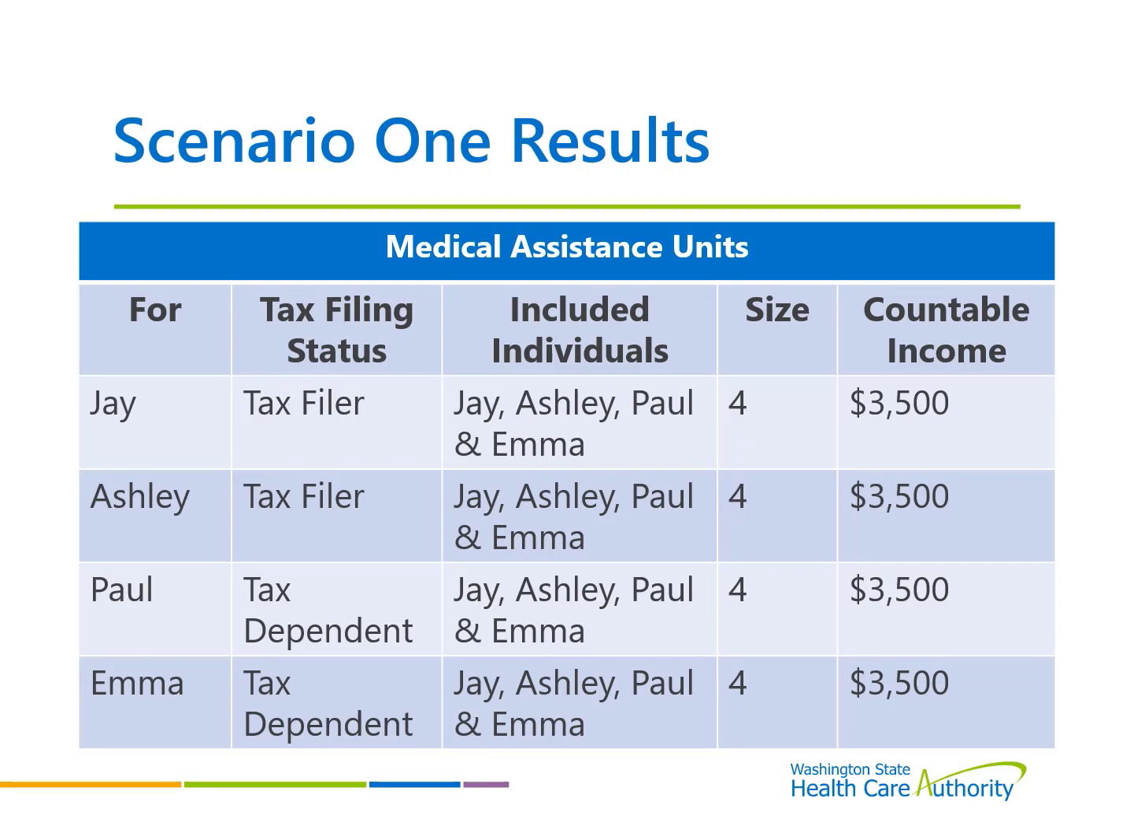Here are the results for scenario 1. As you can see in this table, the entire family is included in each medical assistance unit. Jay and Ashley are not eligible for Apple Health due to their income, and Paul and Emma qualify for Apple Health for kids.